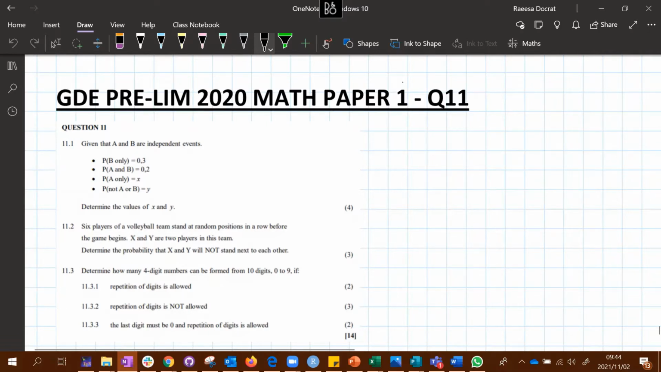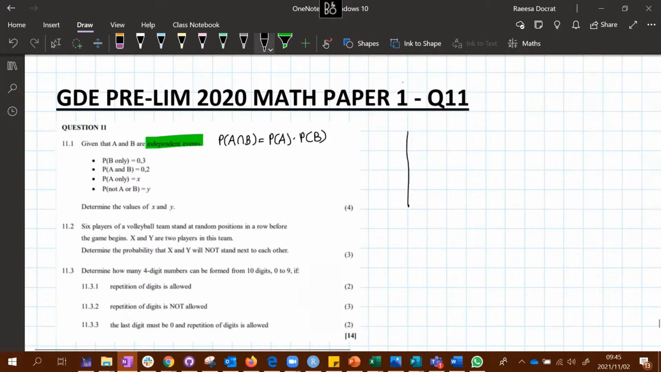So here we're given that A and B are independent events. That's quite an important bit of information. If they tell us events are independent, then we know the probability of A and B is equal to the probability of A times the probability of B. And then we have some information.